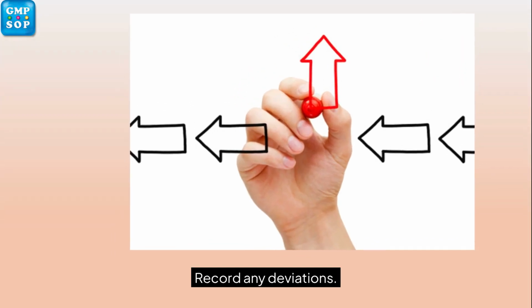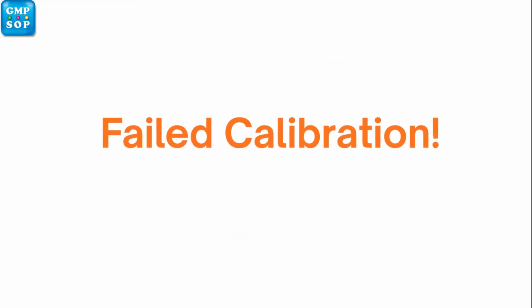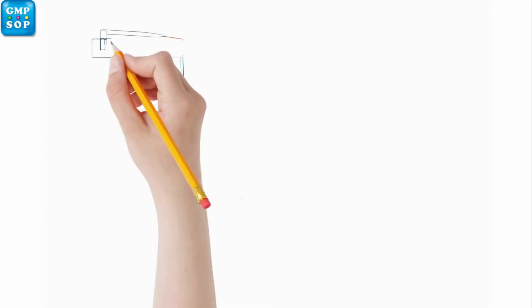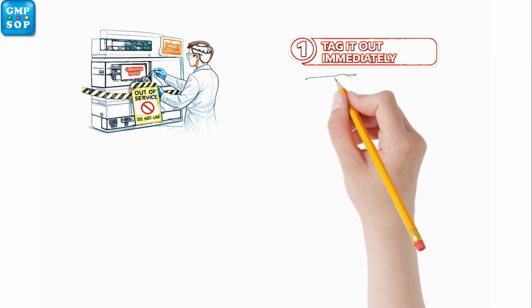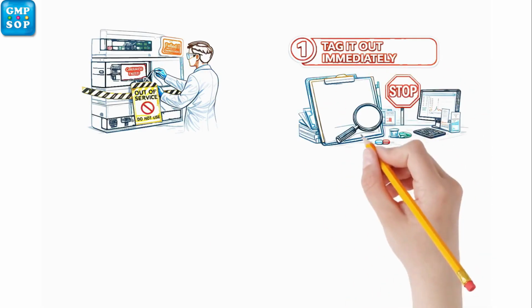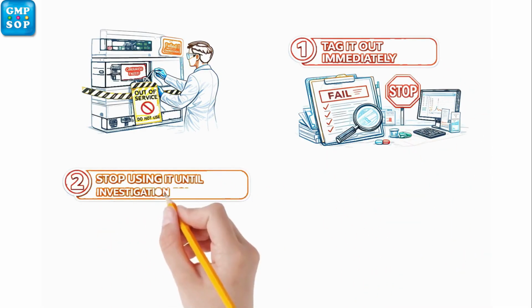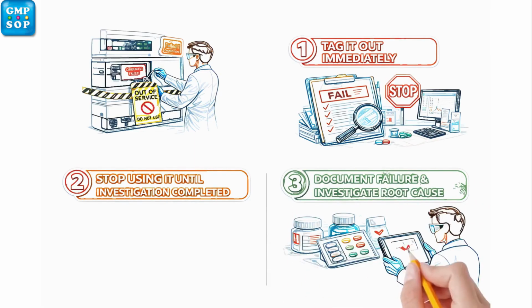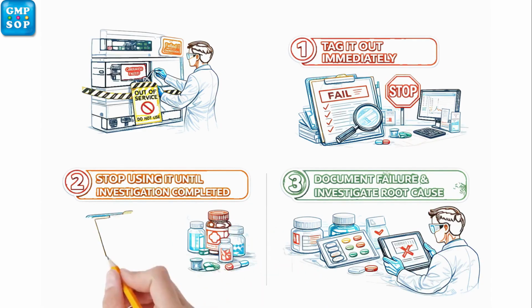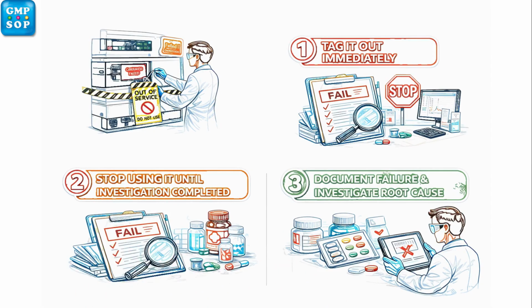Record any deviations. How to manage failed calibration? A calibration test will fail if the result appears outside the expected range. If an instrument fails, tag it out immediately. Stop using it until the investigation is completed. Document the failure. Investigate the root cause. Assess impact on products and tests.